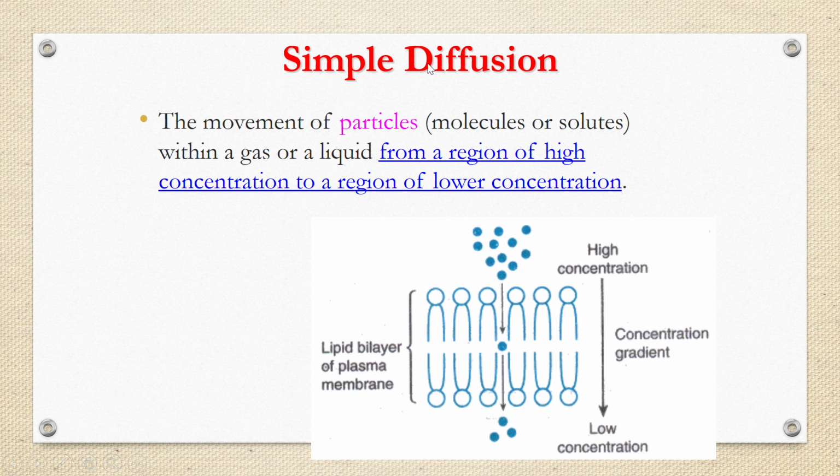Simple diffusion tells us that when these two regions have a difference in the concentration gradient of the solutes or the molecules, these molecules or particles will diffuse from the region of higher concentration of solute into the region that has the lower concentration of particles. In other words, these particles are moving from high to low, so they are moving down the concentration gradient.